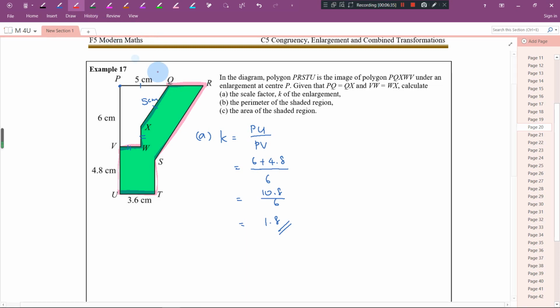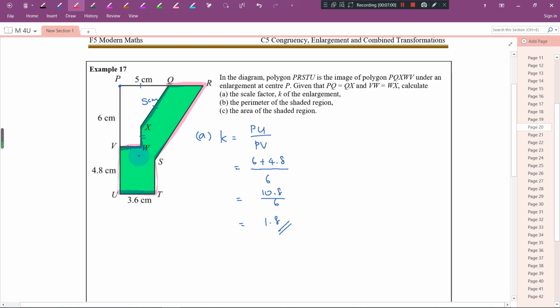Okay, so now the problem is we have some sides that we don't know their measurement. QR, RS, ST, UV, right? So we need to find out their measurements. UV we have the measurement, which is 4.8, but we don't have VW and WX. Okay, now let's determine the length of ST first.